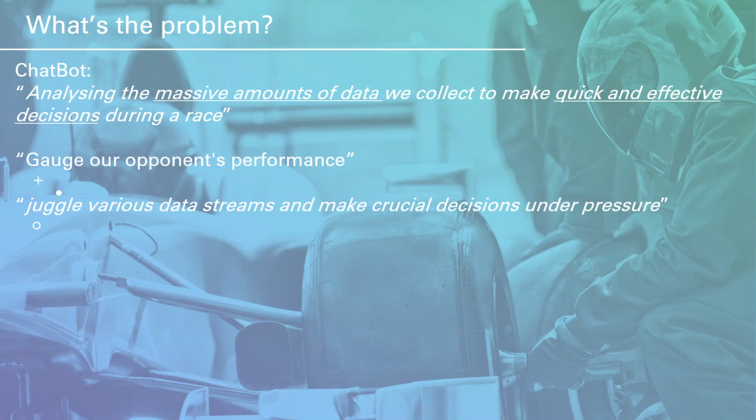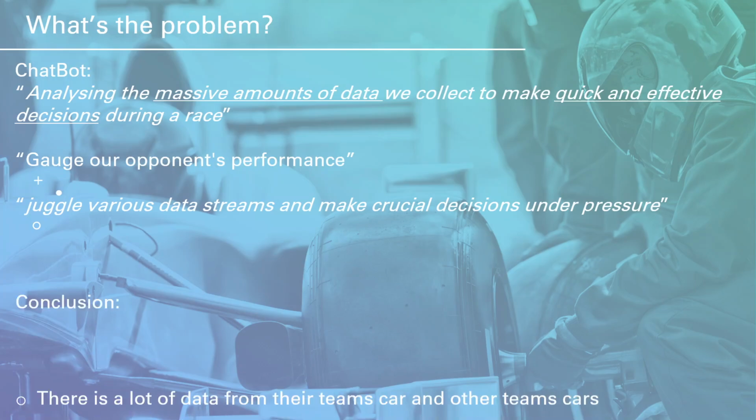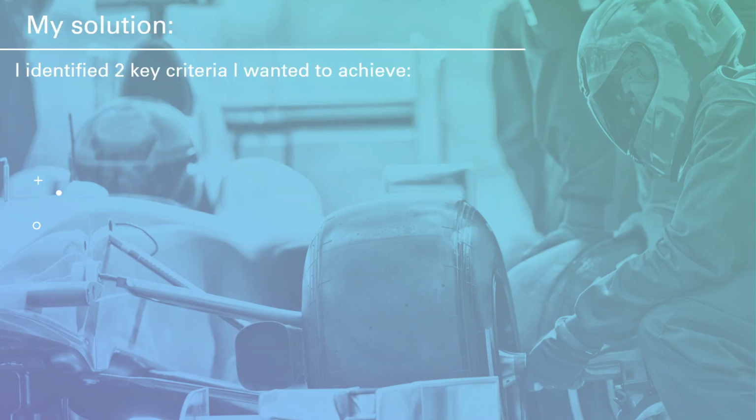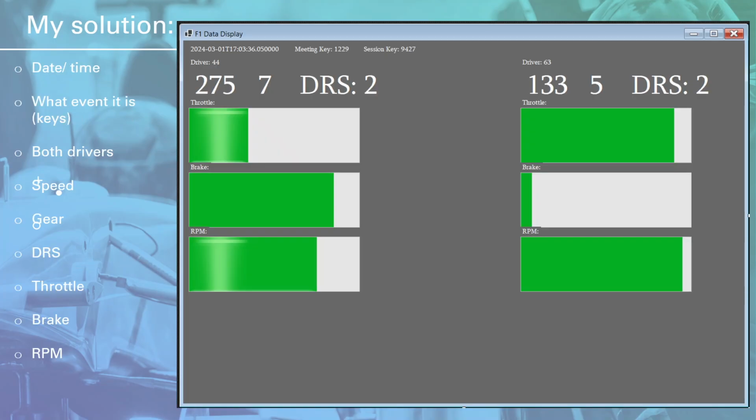I did also ask other people that were doing this same challenge, and we discussed it as a group of what we thought was a good way to go down, and there were a lot of good ideas there. In conclusion, I think that there's a lot of data from the teams and other teams' cars that is the main problem, and they need a way to handle all of the data. And the two criteria I want to achieve from the challenge is getting a lot of data and then showing it visibly in a contained space so it's easy for the team to see what's happening.